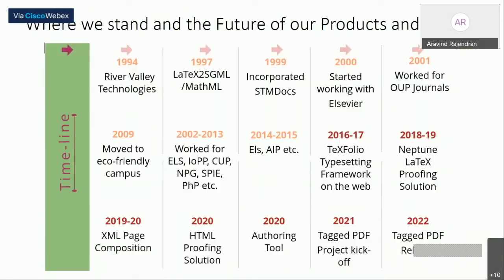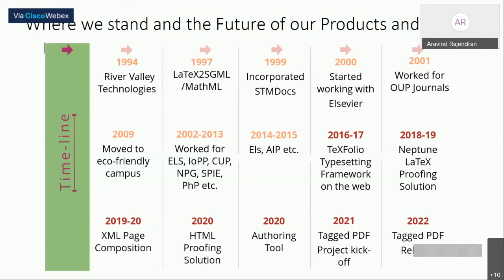Now, as we stand, those are the tools that you saw. In the future, the tools that are coming out are the HTML proofing solution. Whatever you've seen there are all LaTeX-based tools for the LaTeX scientific community. The new tools that are coming are the HTML proofing solution, then the authoring tool. These are the two tools that we are working on, and they would be coming out by the end of this year.